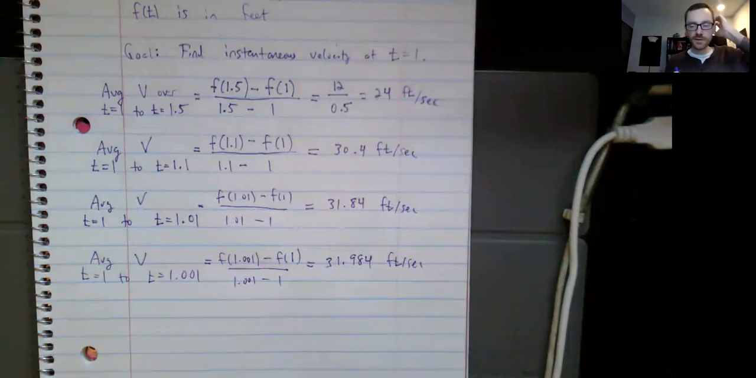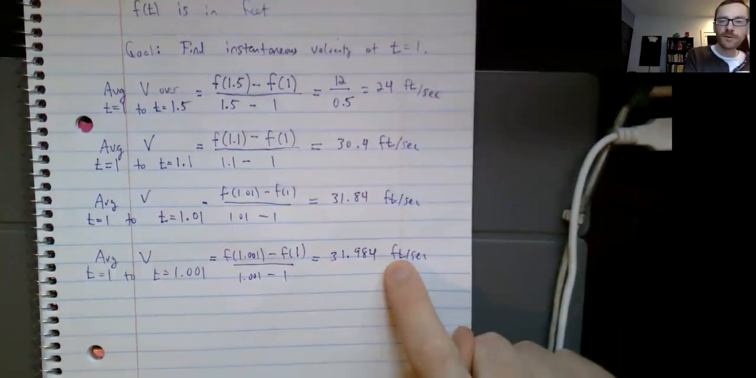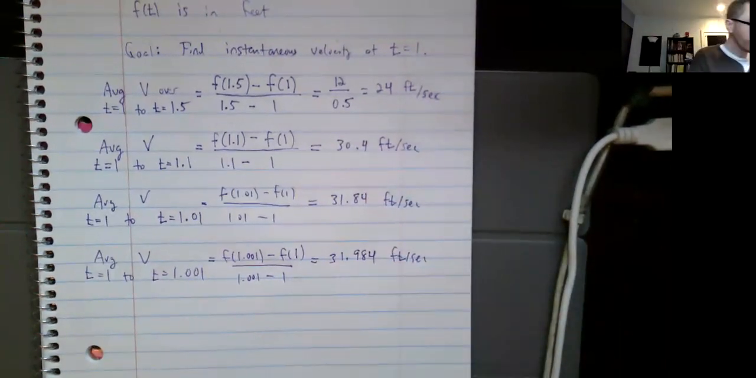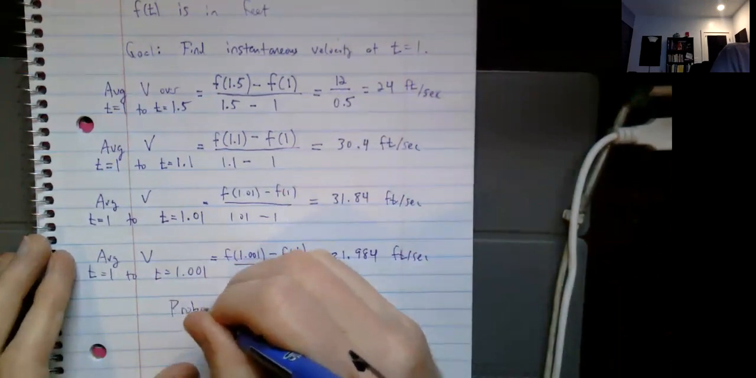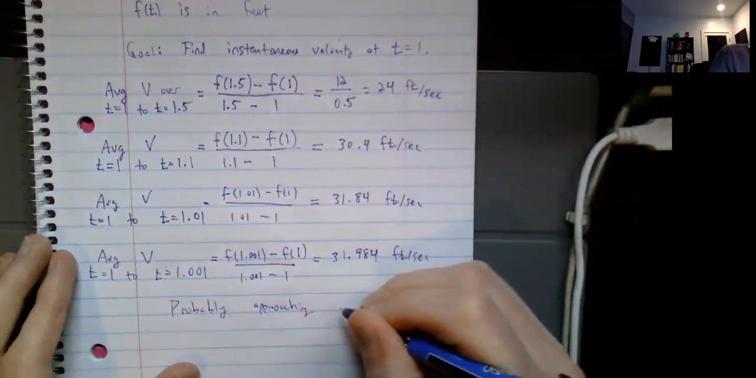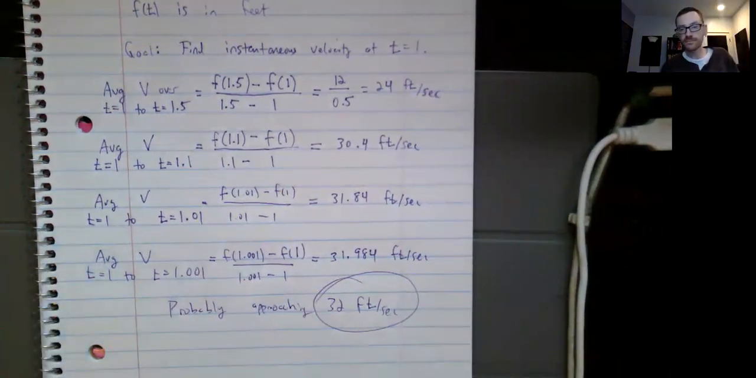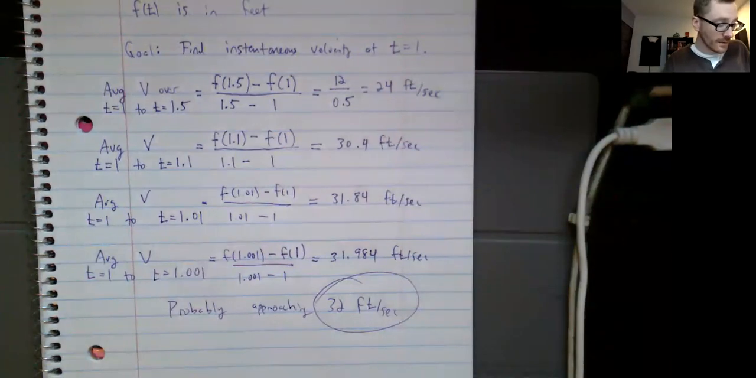Now here's the question. What does it look like these numbers are approaching? 24, 30.4, 31.84, 31.984. It's a little hard to say for sure, but I would guess they're probably approaching the number 32 feet per second. So if I had to guess, I would say that the instantaneous velocity at t equals 1 second is probably 32 feet per second.